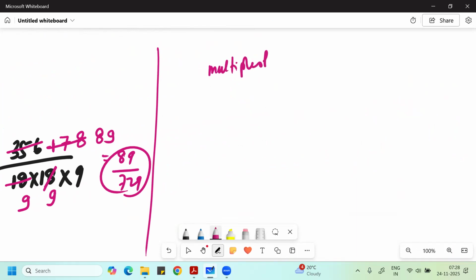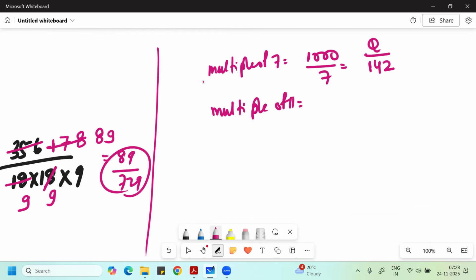Multiples of 7 from 1000. What is the quotient you will get? The quotient you will get is 142. And multiples of 11: if you divide 1000 by 11, what is the quotient you will get? You will get 90.